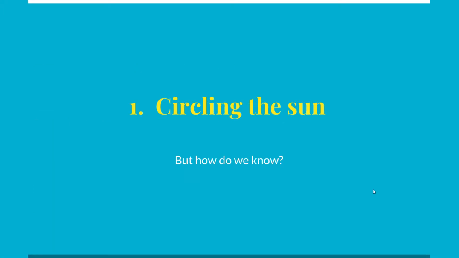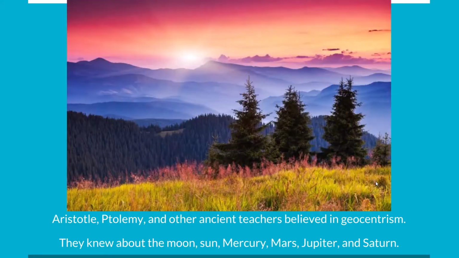So where are we? Well, first, we're circling the Sun. And that's obvious to us now, but we should really think about how we know that and how people have come to know that. It wasn't always obvious.